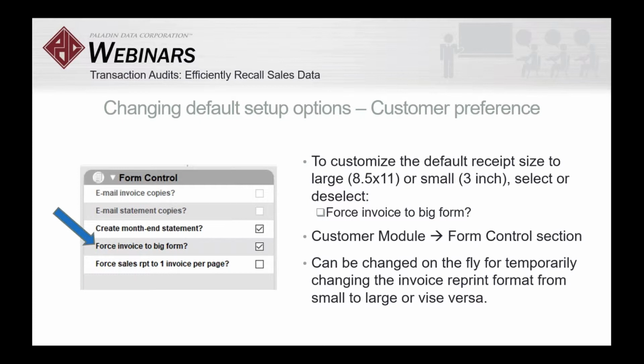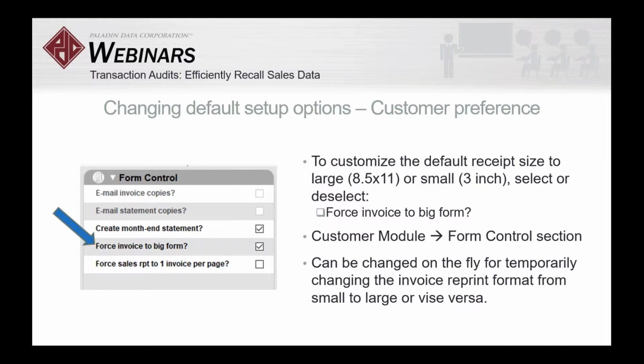Lets you set up emailing of invoices, statements, whether or not you want to create an end-month statement, and then also on here is force invoice to an 8.5 by 11, a big form. So if you do this, let's say today they're not set to get a big form, and all their receipts have been 3-inch receipts. So anytime you go and recall a receipt, it's a 3-inch receipt.